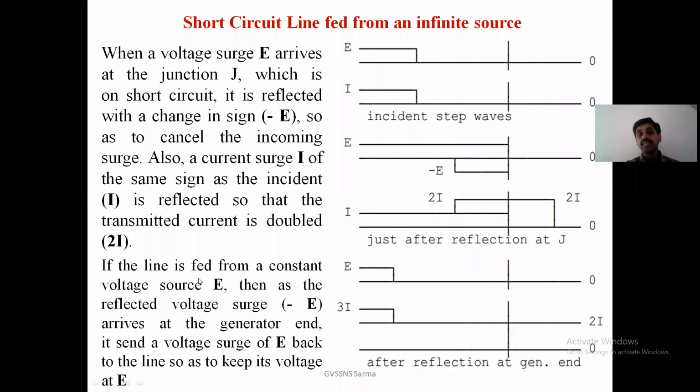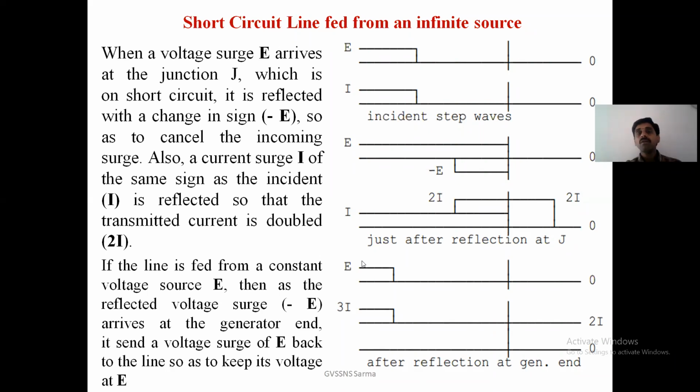In the same way as the previous case, if the line is fed from a constant voltage source, an infinite source, then as the reflected voltage is minus E reflecting back to the generator, the generator will send plus E back to the line. Whatever voltage reaches the generator, with the negative sign it will reflect it back, so that the voltage at the generator side will be maintained constant. So that we can observe here.